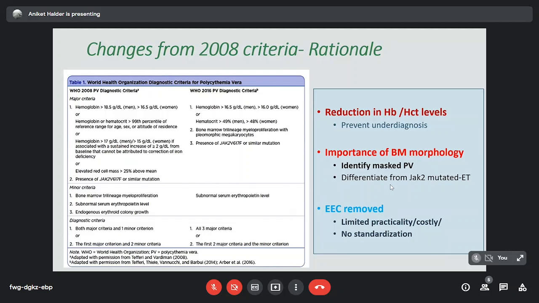there was a criterion of endogenous erythroid colony formation in the absence of erythropoietin. This criterion has been removed because in our routine practice, it has limited practicality. It is a costly affair, and also standardization is not available.